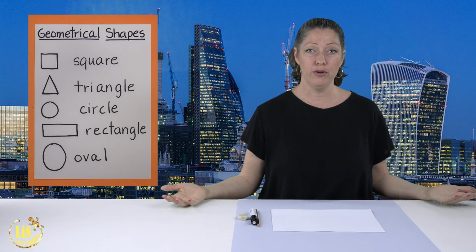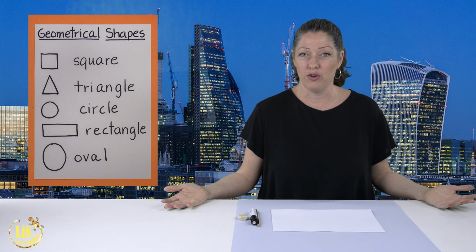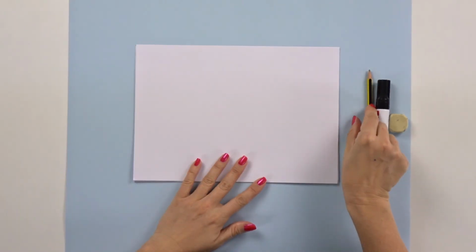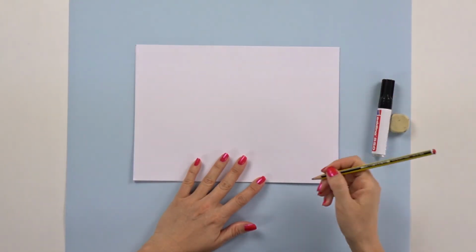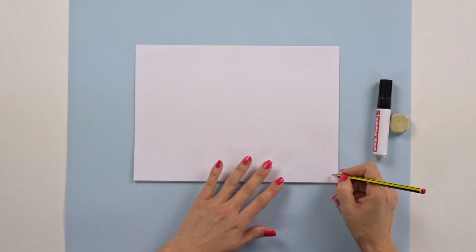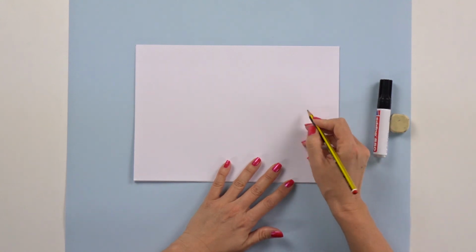So the first thing that we are going to think about is the shape of buildings. What shape do buildings have? Usually they're straight and they go up into the sky. So what we're gonna do is we're gonna take our paper and we're going to draw our first building, okay?